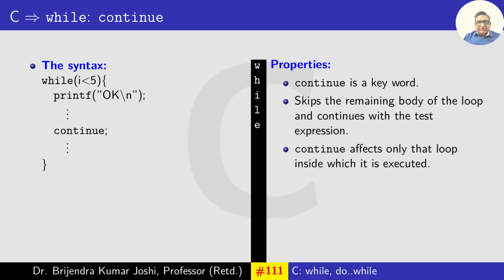Continue is also a keyword, so it can be used only the way it has been defined or for the purpose it has been defined for. And what happens is, unlike break, as soon as continue is executed, it skips the remaining statements and goes back to the test expression. So it continues with the testing of the expression. If it is true, it again enters the loop. And continue affects only that loop inside which it has been executed, just like for loop.